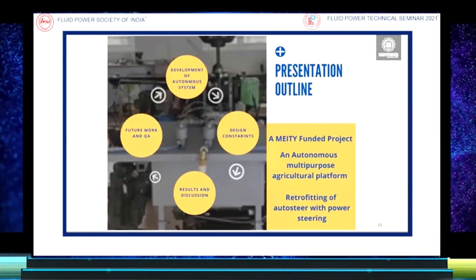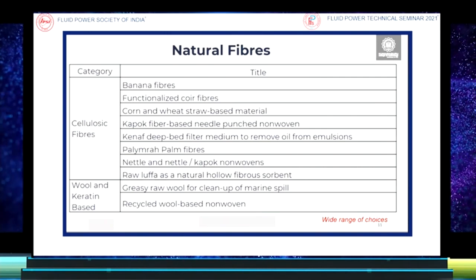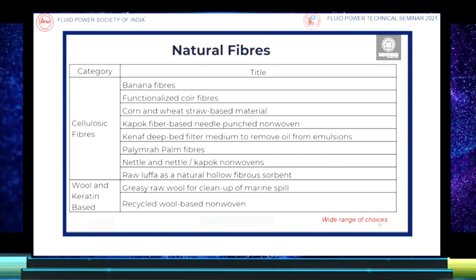Definitely, as I said, the natural fibers offer a very good opportunity for developing new designs for filters.